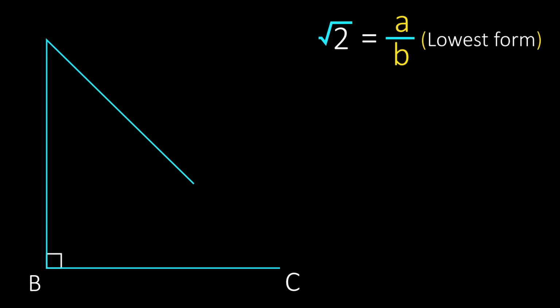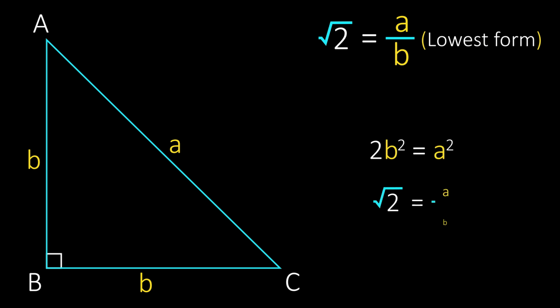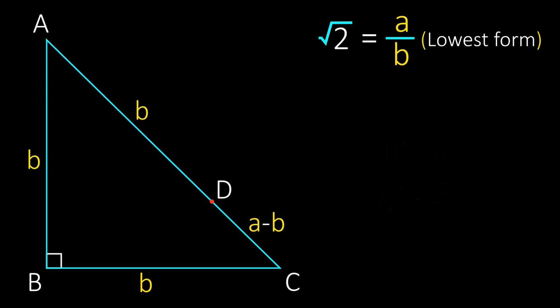this right isosceles triangle with sides a and b. You can see that by Pythagoras theorem, 2b squared equals a squared, or square root 2 equals a over b. Now split the hypotenuse into two parts with length b and a minus b. Then create this smaller triangle and connect A and E.